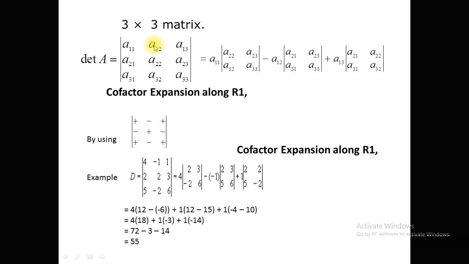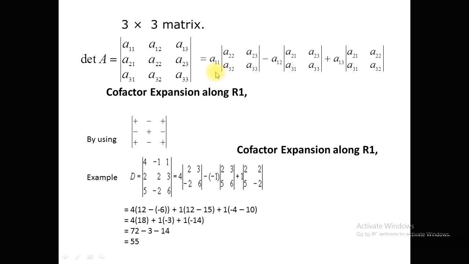This is a 3 by 3 matrix. How to find the determinant of this 3 by 3 matrix? By using cofactor expansion. You can find the determinant of this matrix by using cofactor expansion along R1, along R2, along R3, along column 1, along the second column, along the third column. But here I want to find the determinant of this matrix by using cofactor expansion along R1.